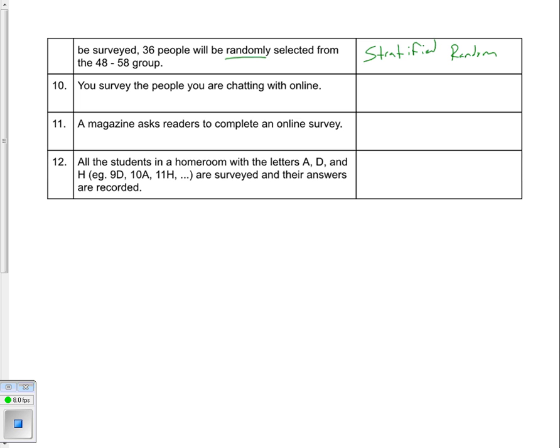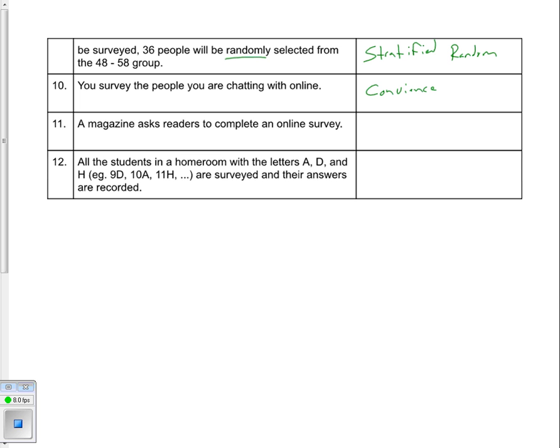Okay. Number 10 there says you survey the people that you're chatting with online. Okay, and again, you don't necessarily know who those people are, but you know it's convenient, so that's actually a matter of convenience. So this is a convenience sampling technique.